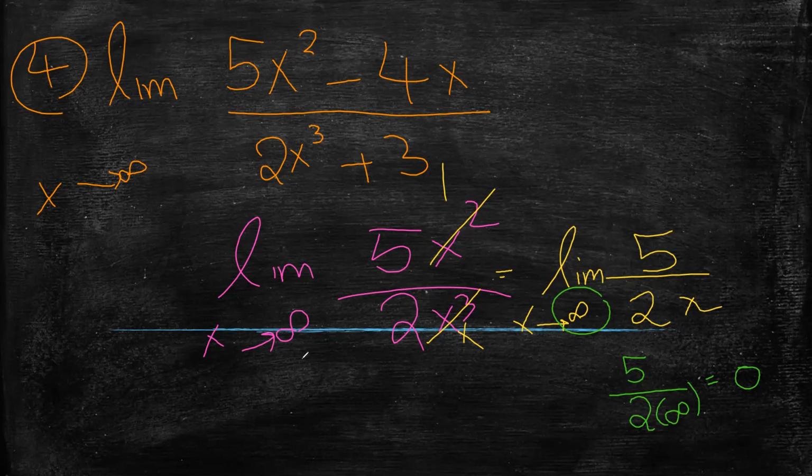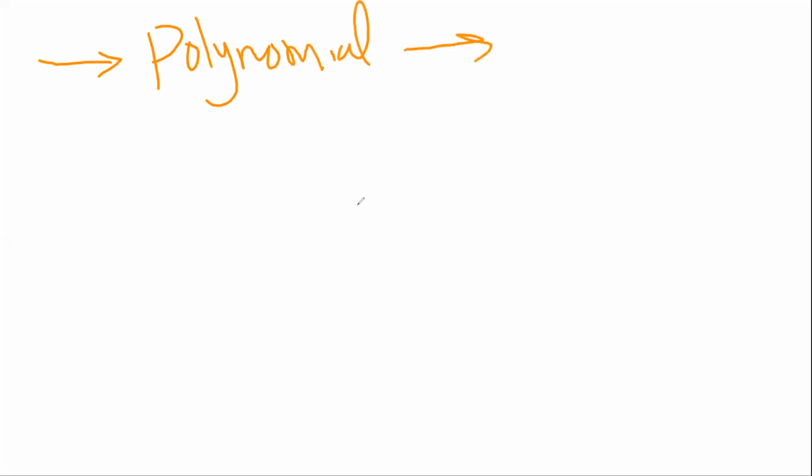Now every time in the limit at infinity, if we have a polynomial like examples 1 and 2, the answer is infinity or negative infinity. If you find an answer that is neither infinity nor negative infinity, your answer is not correct. The answer must be positive or negative infinity. Only these are the answers.